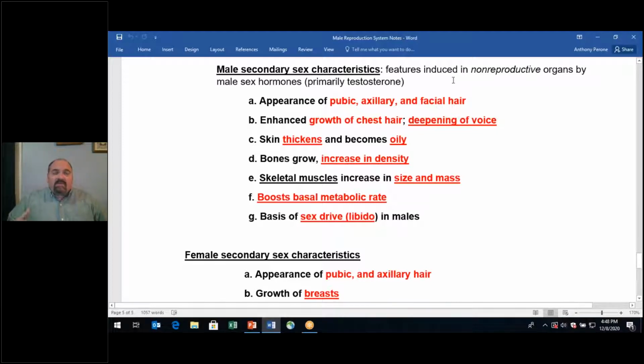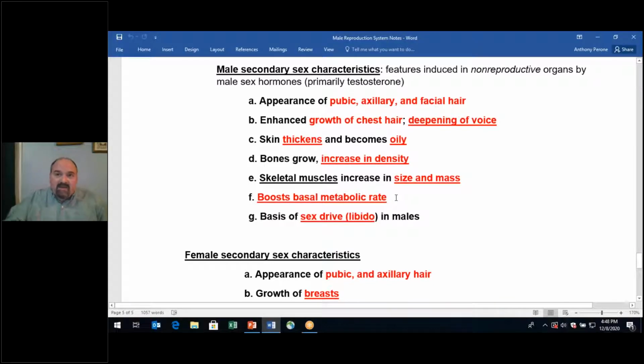And so these male secondary sex characteristics begin at puberty and will continue on: appearance of pubic, axillary, and facial hair, enhanced growth of chest hair, a deepening of the voice. So this would actually be a change in the thickening of the vocal cords, okay? Skin thickens and becomes oily. Bones grow, they increase in density. Skeletal muscles increase in size and mass. There's a boost in the basal metabolic rate.